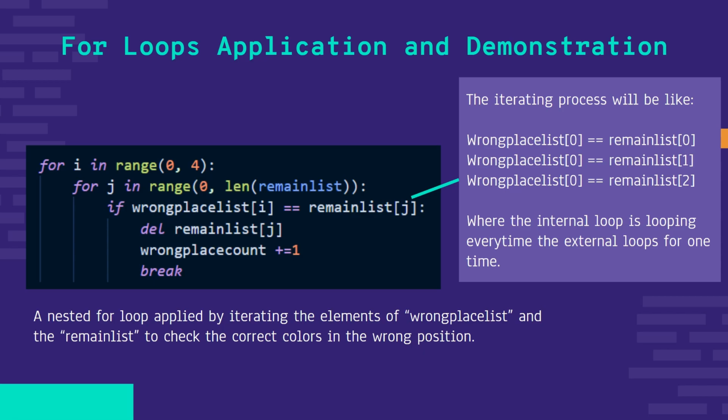The iterating process will be like this, where wrong place list at index 0 compares with remain list at index 0, 1, and 2. This will allow the system to know if the correct colors are in the wrong position or not.